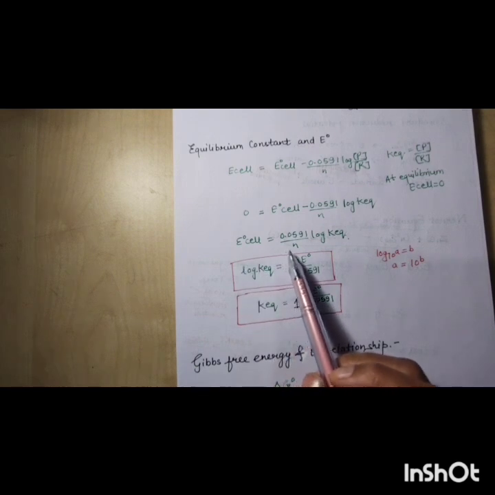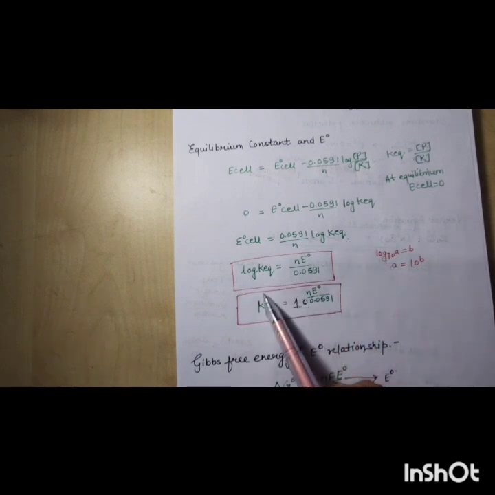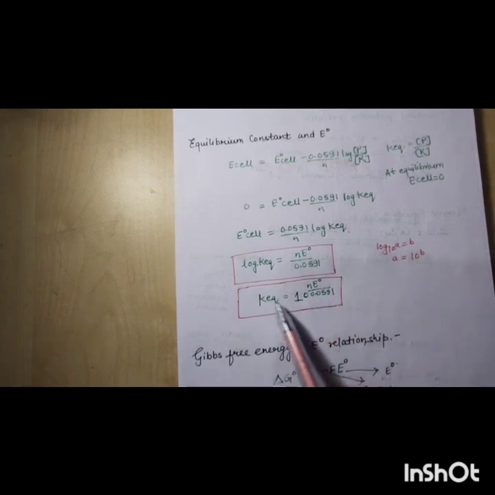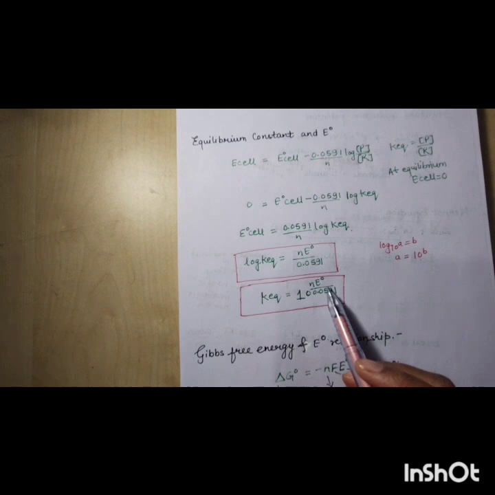Here E naught cell is equal to 0.0591 upon N log K equilibrium. Here log K equilibrium is equal to N E naught upon 0.0591. After substituting, K equilibrium is equal to 10 to the power N E naught upon 0.0591. So this is the equilibrium constant formula.